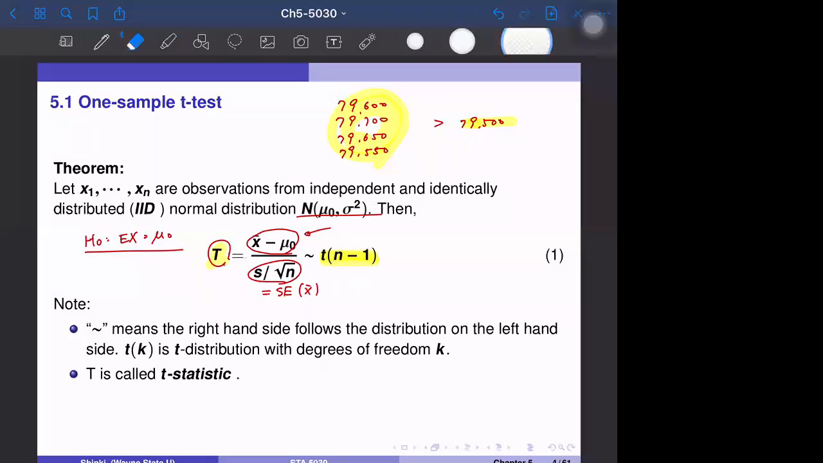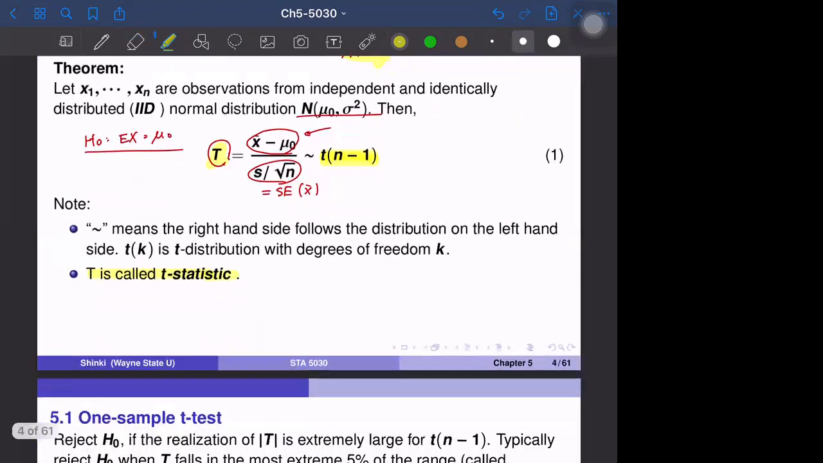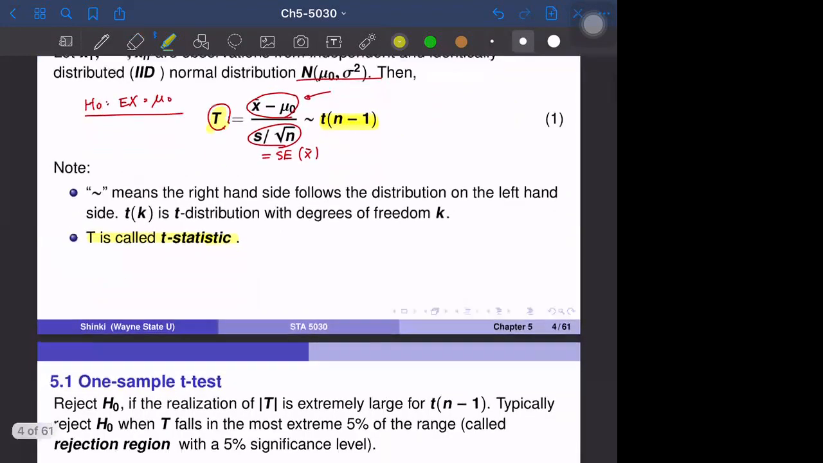And this capital T is called the T statistic. Why do we say T? Actually, the original paper was published by a person whose anonymous name was Student T. So that's why this is called the T statistic, and sometimes the Student T statistic.